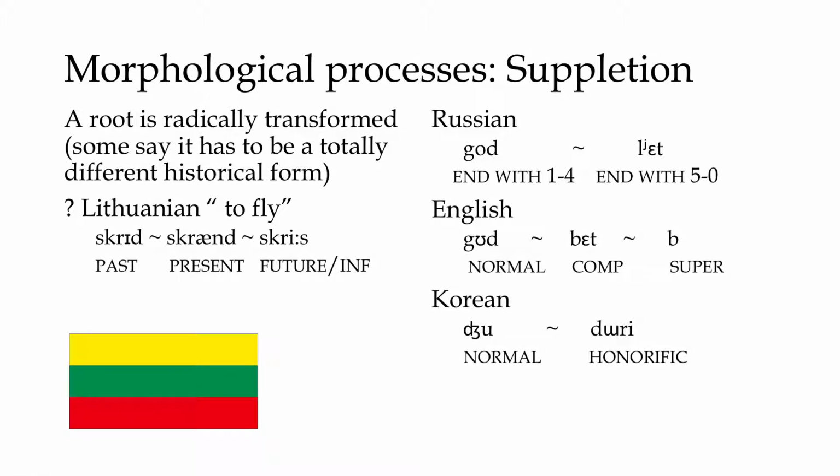In Korean, ju would be the root for to give if I'm talking about a normal situation. But if I'm saying give to someone that I'm expressing honor for, I would have to replace the root ju altogether and use a different root, dri, which is the root for honorific or honorable giving. So this would be a case of suppletion.